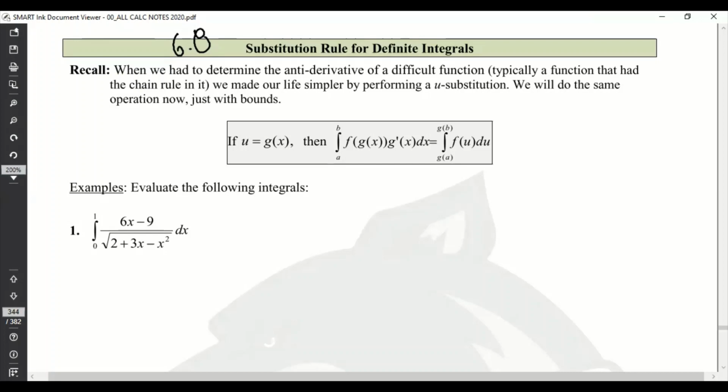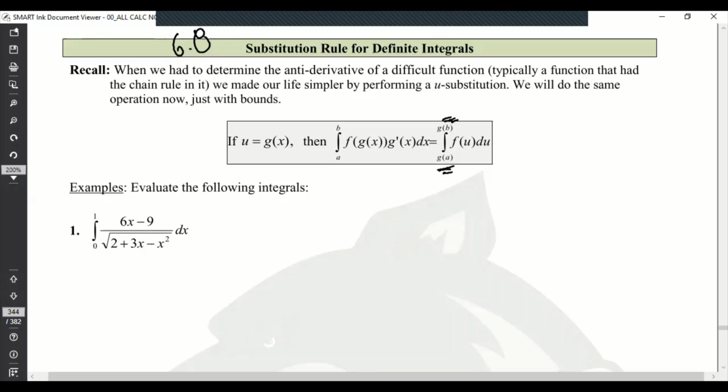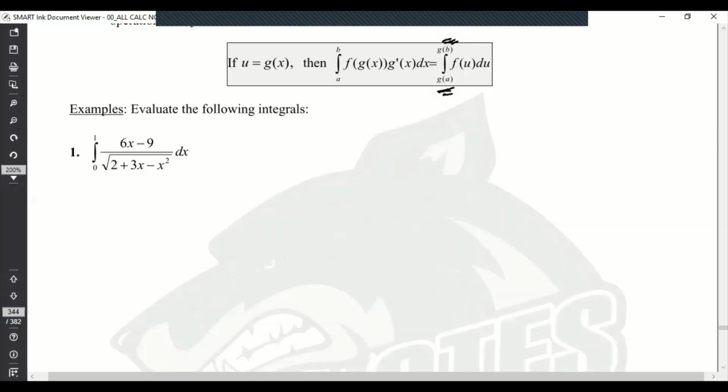So this rule says if u is g of x, then the integral of f of g of x times g prime of x, we're going to call that instead f of u du. Notice that we will need to change our limits of integration, and there's a couple of different ways that we can look at doing that. All right, so let's get at it.